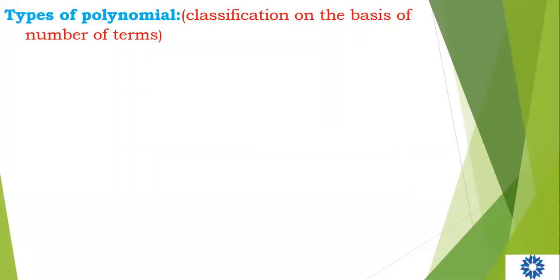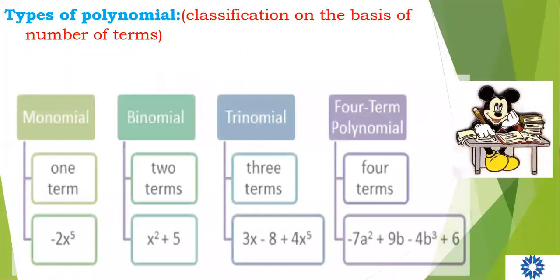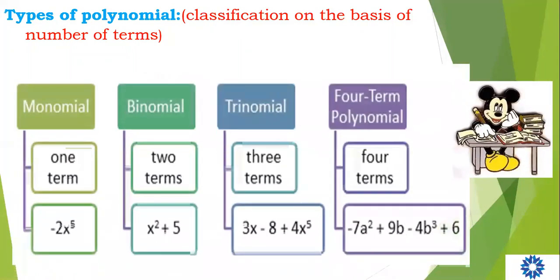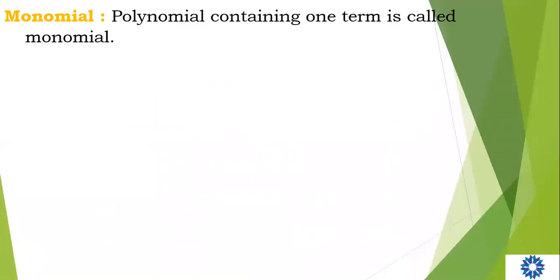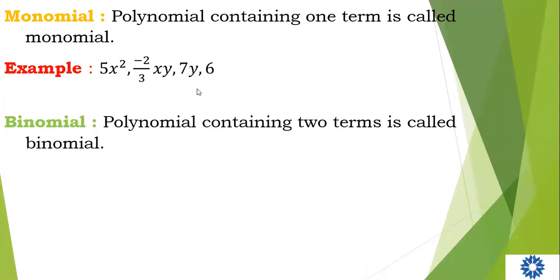Types of polynomial classification on the basis of number of terms. Already we discussed: monomial, binomial, trinomial. Four terms, we don't have a name, we can just call that a polynomial. Monomial: a polynomial containing one term is called a monomial. So if you observe, 5x square, minus 2 by 3xy, 7y and 6.